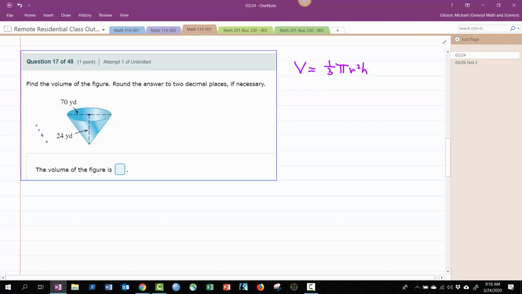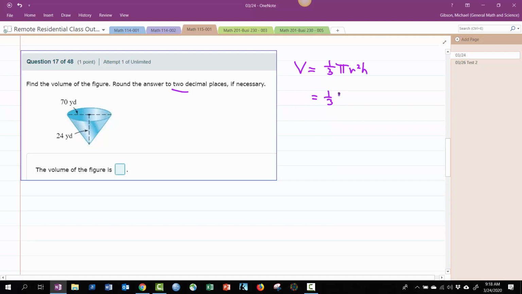Nothing in here says anything about what to use for pi, right? So what that means is that we should use the pi on your calculator or in Excel, right? And then round at the end. Okay. As a side note, this one says 2 decimal places, so we won't round to 2 until the end.